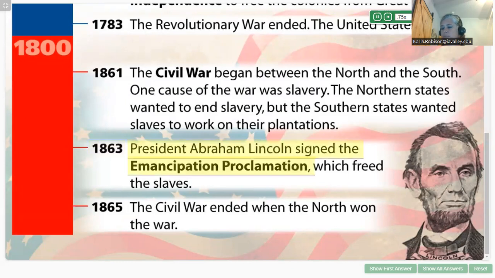1863. President Abraham Lincoln signed the Emancipation Proclamation, which freed the slaves. 1865. The Civil War ended when the North won the war.